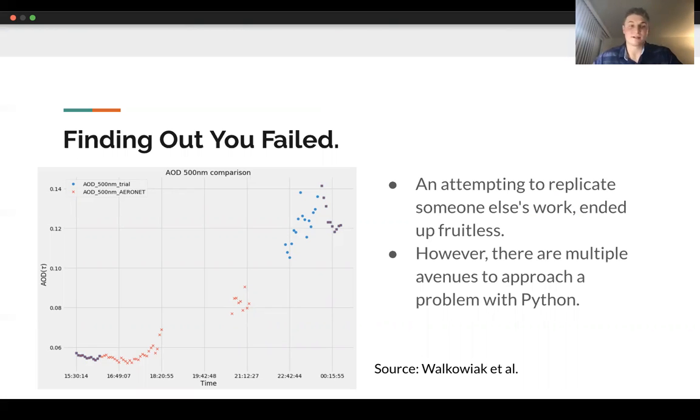So we were attempting to replicate basically NASA's algorithm to figure out where this error in the misclassification was occurring. An attempt to replicate someone else's work sometimes, and in our case, ended up fruitless. We didn't get where we wanted to go. As you could see in this AOD 500 nanometer comparison, we wanted our data, which was the AOD 500 nanometer trial, to match up perfectly with AOD 500 nanometer from AeroNet, right? So in the scatter plot, you could obviously see we had some discrepancies in our results, and we weren't able to figure out what exactly they were doing.